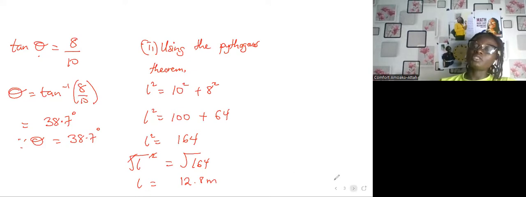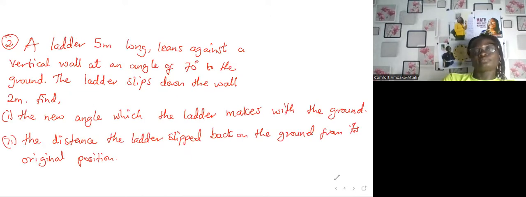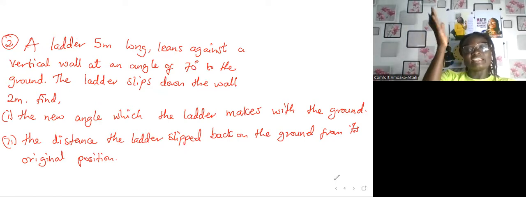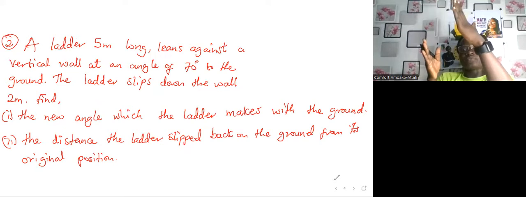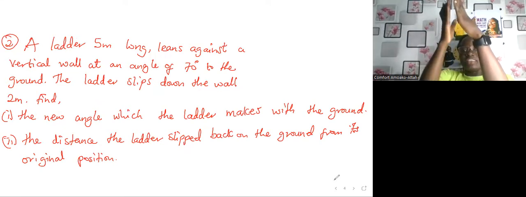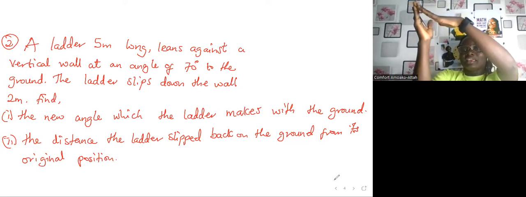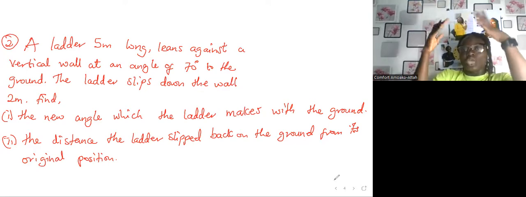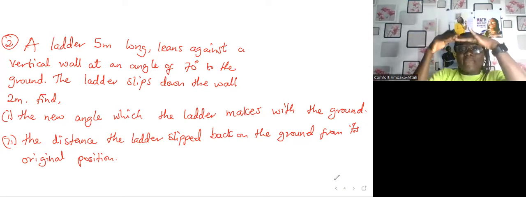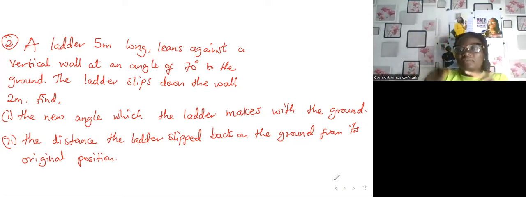Good. Now, second example. A ladder 5 meters long leans against a vertical wall. This is a ladder 5 meters long, and this is my vertical wall. So this is the ladder leaning against the vertical wall. And what happens? It makes an angle of 70 degrees to the ground. So what do you think our angle will be formed? It will be forming down there.